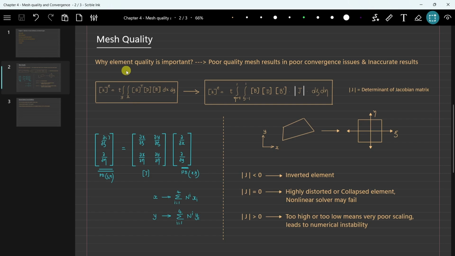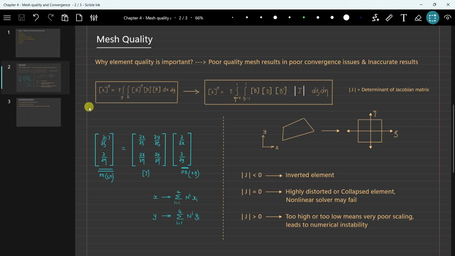Why element quality or mesh quality is important. So poor quality mesh, we know it results in poor convergence issues and inaccurate results. Let's try to understand this with a mathematical explanation.